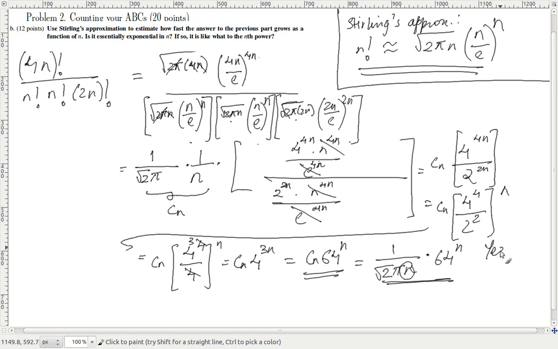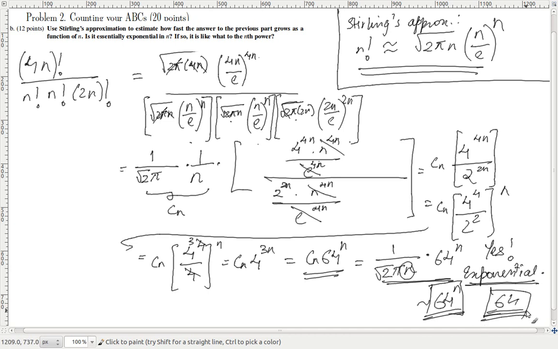So yes, it is an exponential, because the term which dominates in the end is 64 to the n. So the question asks, if so, it is like what to the nth power? So this is like 64 to the nth power. The answer is 64. Right. So that's the answer for question 2, part B.